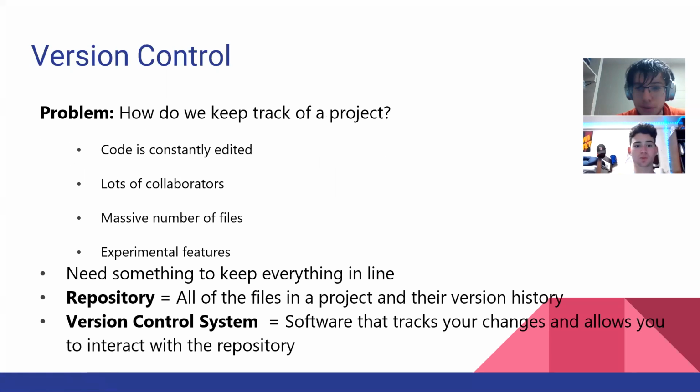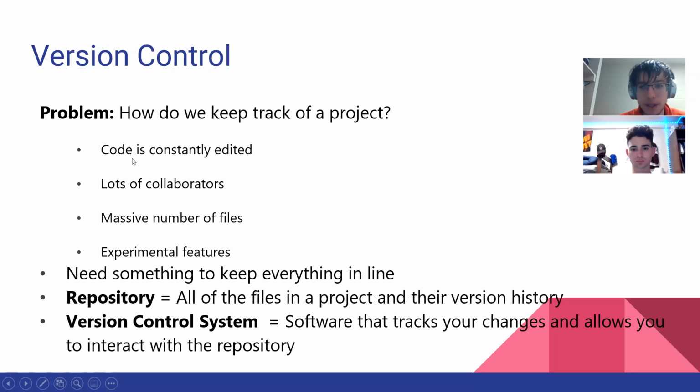Okay, so version control is basically we have a problem. And that problem is how do we keep track of a project? What do I mean? For us in this class, you work on your own. But outside of this class, if it's a group project or if you're out in the real world, code is constantly edited with lots of people collaborating, right? And there can be a ton of files. It may not just be one file. In much larger projects, as it gets more complex, these become problems.